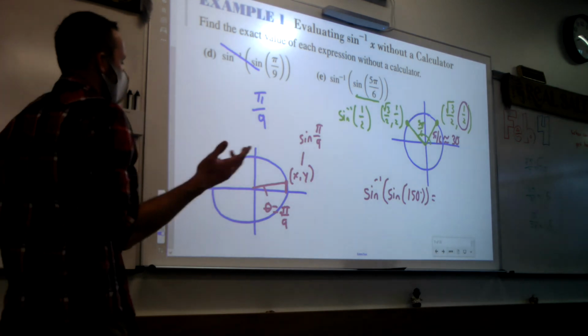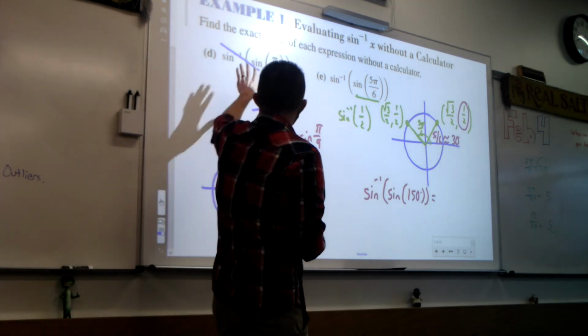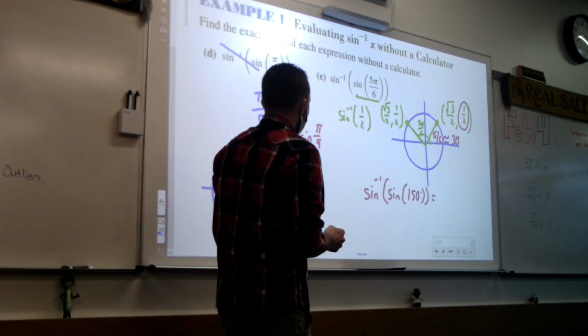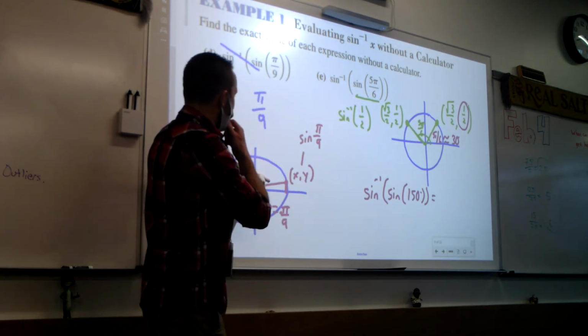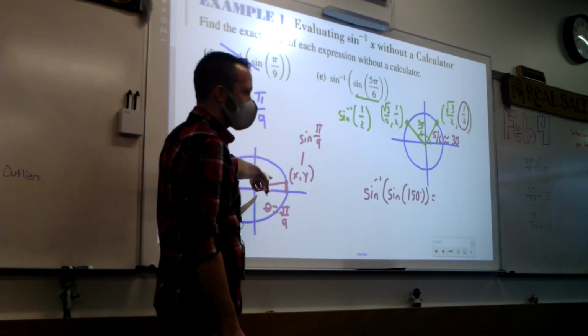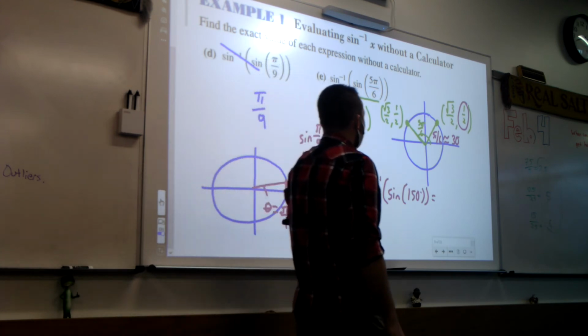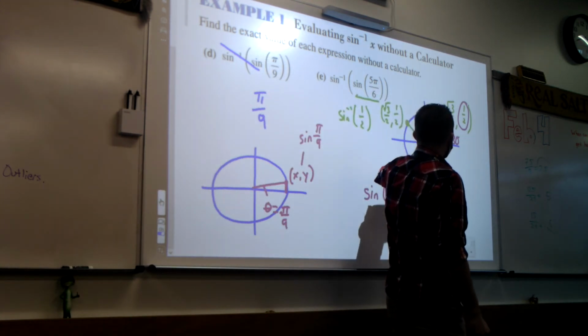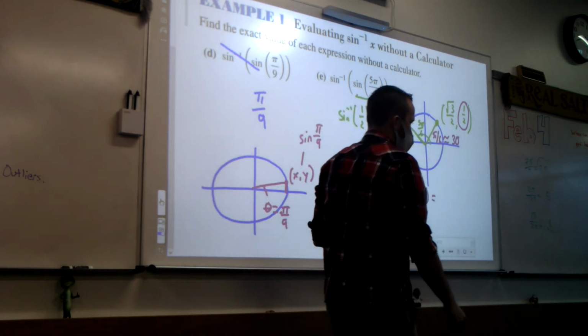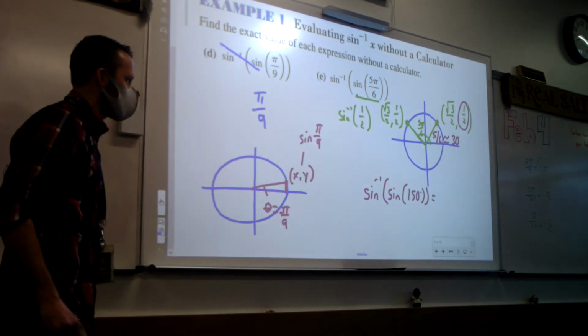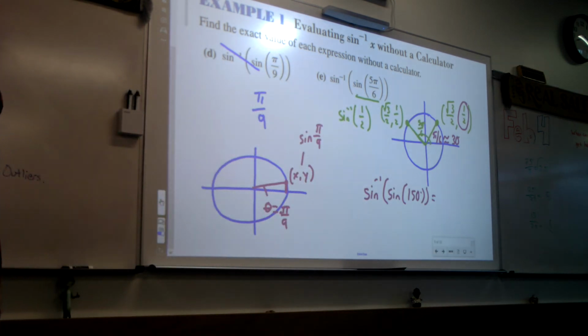Sometimes people on the test get lazy and say, oh, they cancel each other out. And sometimes they're right because the angle's already between negative 90 and 90. But sometimes they're wrong because it's not in there, or it's an angle that's coterminal with one between negative 90 and 90. So you've got to check yourself on that. Do you have questions on what I just did there?